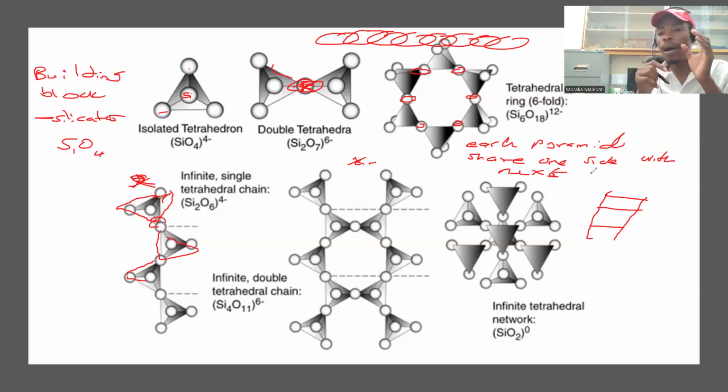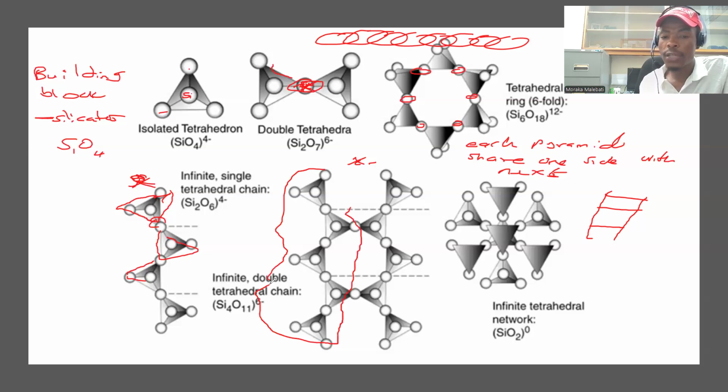Remember, in the singles each pyramid is sharing one side. You have pyramids in a straight line which share one side, and then another chain, and then they are connected in the middle, in a ladder pattern kind of vibe. The ladder pattern is found in the amphiboles. So we can now see that this part is a single chain, and also this part is a single chain.